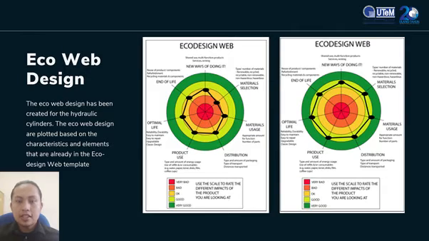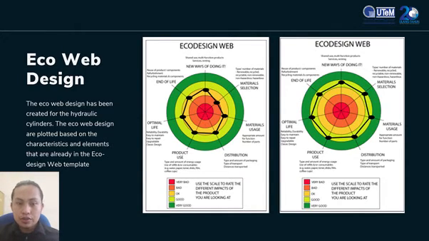Based on the plotted analysis in the eco-design web as shown in the slide, we can see that the original hydraulic cylinder seems to be more on the okay part instead of being in the good part. For the material selection, the original design seems to be in quite a bad situation. These parts are the most altered in the redesigned hydraulic cylinder as shown on the right template of the eco-design web. Why did we improve the material selection in the redesigned hydraulic cylinder?